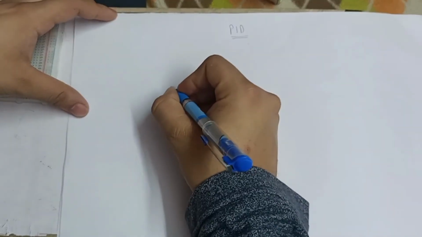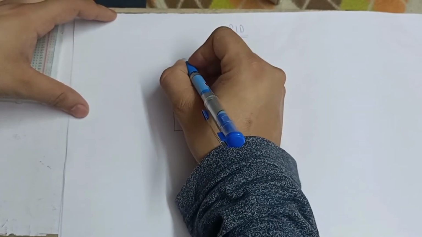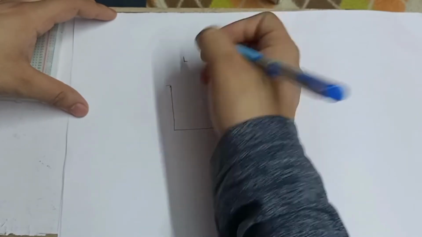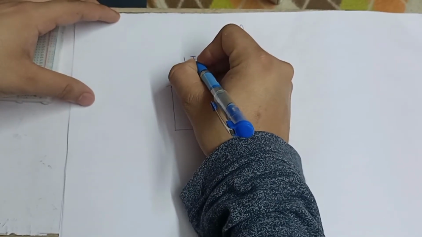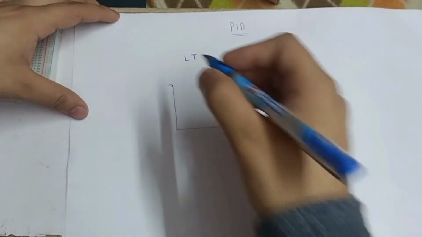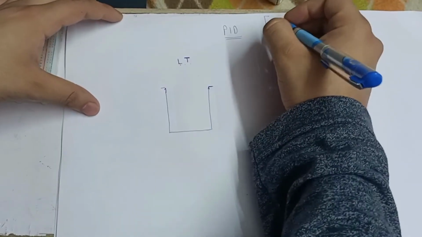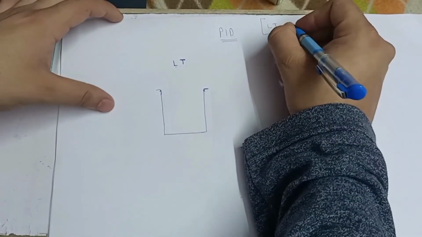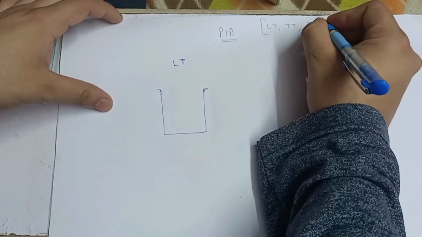This is our tank, and we take the example of liquid. We can say liquid control, or liquid transducer, LT. This is the liquid transducer. We take the example of LT because in industry there are different types of tanks, and with PID the first is LT, liquid transducer, then TT, temperature transducer, and PT, pressure transducer. There are different types.